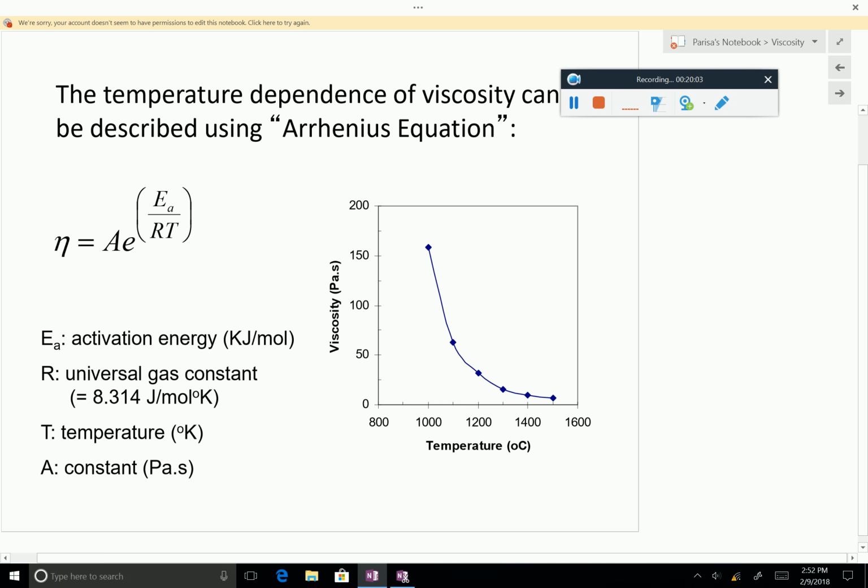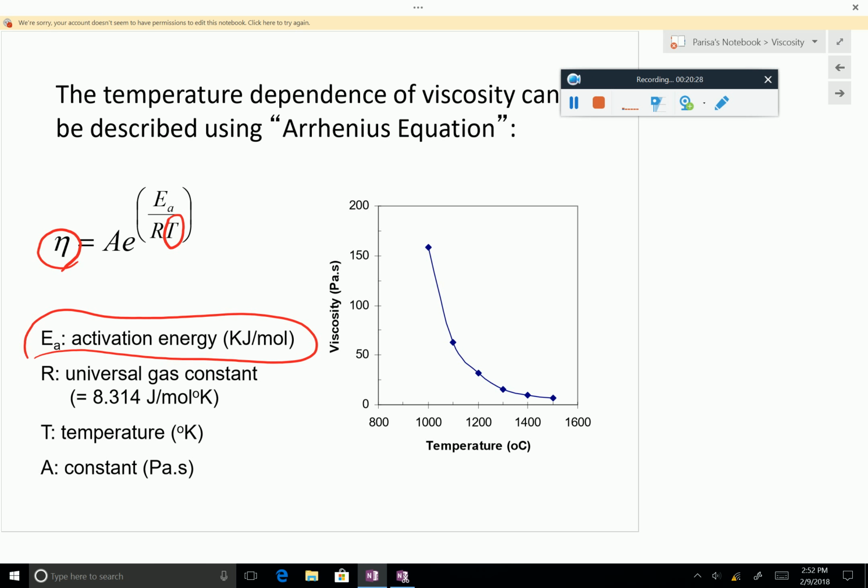But there are even analytical expressions which relate the viscosity to temperature. And you can see that this relationship is exponential and includes the notion of activation energy. So this is a material science class, so you need to understand a little bit how the temperature makes the material, for example, less viscous.